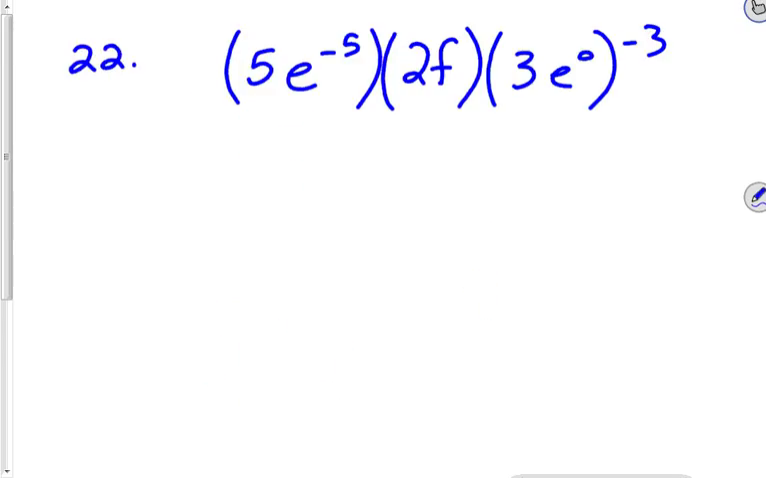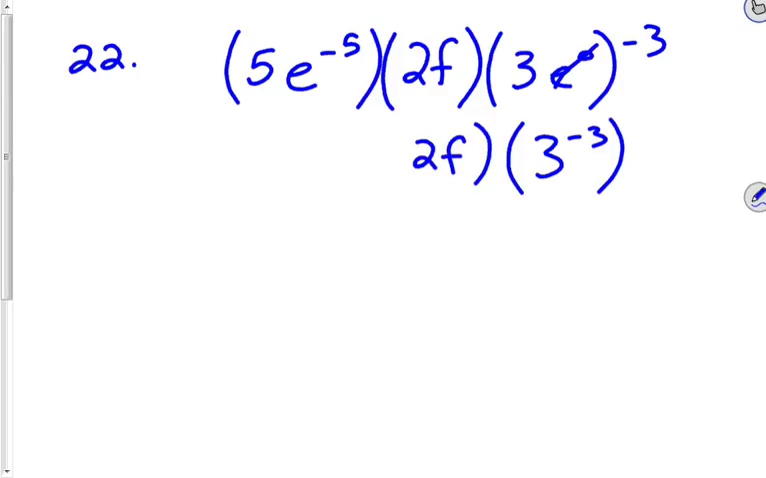All right, number 22. So again, first thing that jumps out at me is e to the 0. Anything to the 0 power is 1. All right, so now I'm going to have just 3 raised to the negative 3rd, right? I could write it like I just did, but I'm going to write it like this: 3 raised to the negative 3rd. The parentheses just means I'm still multiplying it by all of this other stuff.